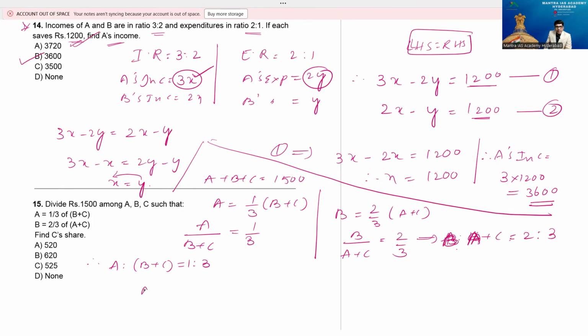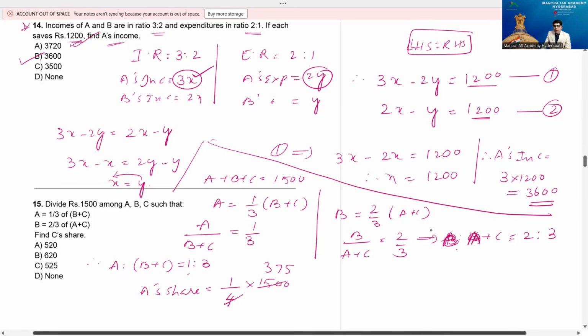From the first part, A's share out of 1500 in the ratio of 1 by 3 implies 1 upon 1 plus 3, 4, out of 1500, beta. So 4 3s are 12, and A's share is 375. Come to the point in this case, B's share. B's share is 2 by 3, 2 by 2 plus 3, which is 2 by 5 out of 1500. Again 5 3s are 15, which is 600. Now, beta, a very simple point I want to tell you here. A's share is 375, B's share is 600.